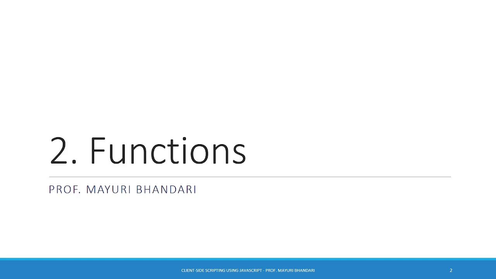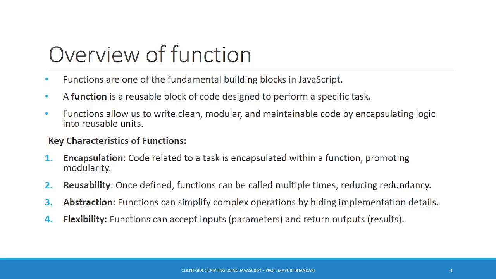Hello everyone. Let us now revise second unit, that is functions. A function is a reusable block of code which is designed to perform a specific task. Functions allow us to write cleaner code, modular code and maintainable code by encapsulating logic into reusable units. These are some key characteristics of functions.